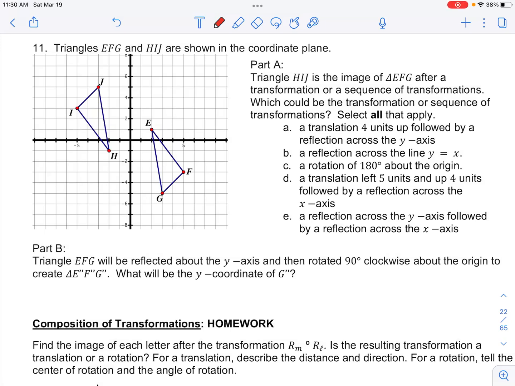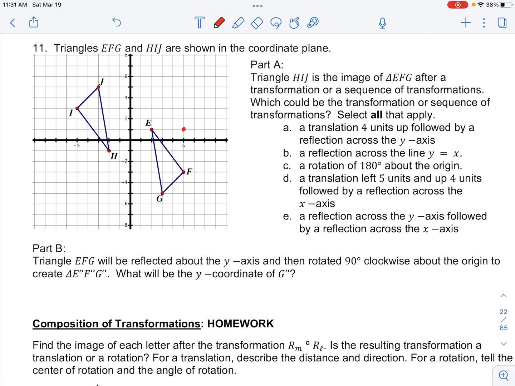And number 11 in your classwork for composition of transformations, I ask you to find or select the transformation or sequence of transformations that could map triangle HIJ to the original pre-image, triangle EFJ. So here, for A, we have a translation of 4 units up followed by a reflection across the y-axis. So if we move point F 4 units up, followed by a reflection across the y-axis.